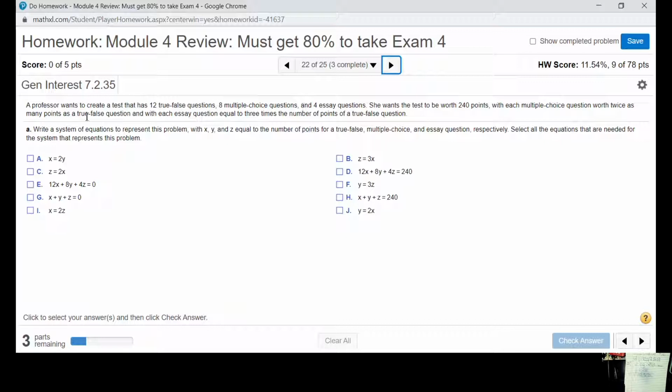Also, it keeps saying that the other ones are worth twice as many or 3 times as many as the true-false. So true-false would be the least amount of points, essay question would be the most amount of points. So there's X, Y, Z. All right, so let's go back through and look at it.